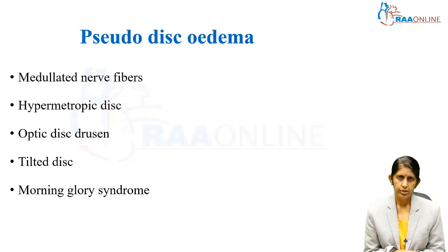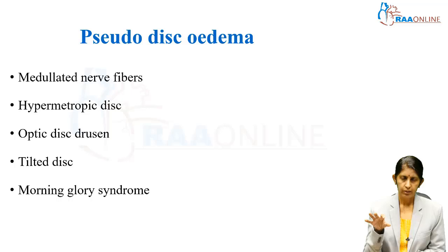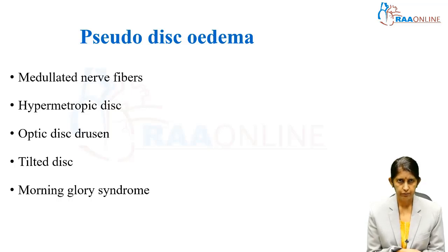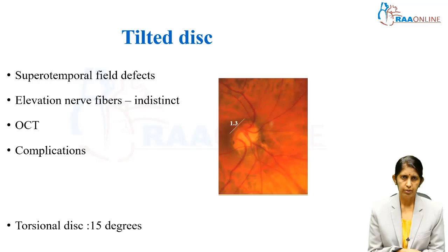So, like I mentioned, pseudo disc edema is a very important entity which can be confused with true disc edema and papilledema, which are actually severe conditions that can result in visual and systemic morbidity. So, we need to first be able to differentiate pseudo disc edema, for which we need to know the correct congenital anomalies. The various types which can be confused with true disc edema are myelinated nerve fibers, a hypermetropic disc, optic disc drusen, tilted disc, and morning glory syndrome. So, we will look at each of these.